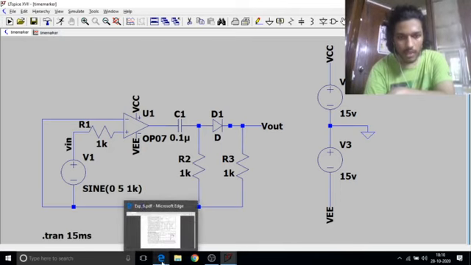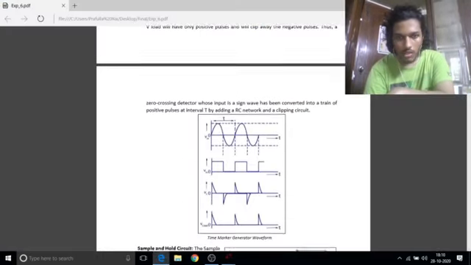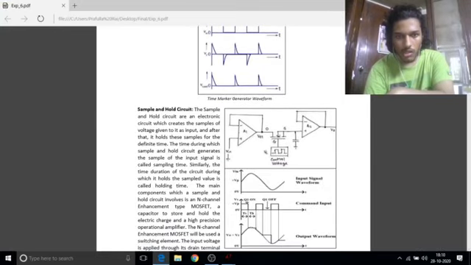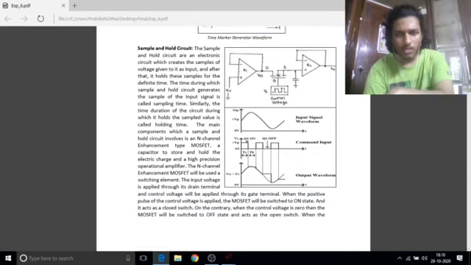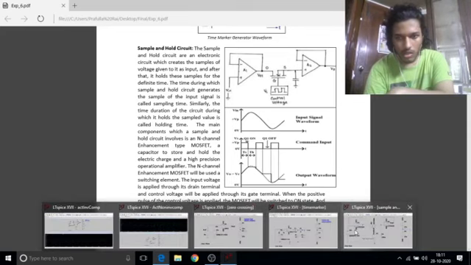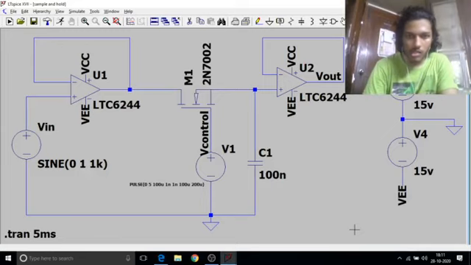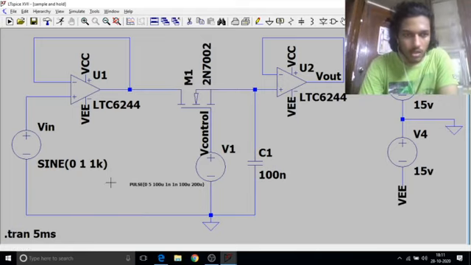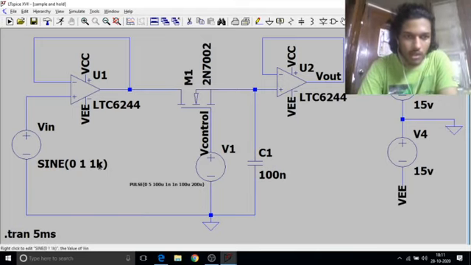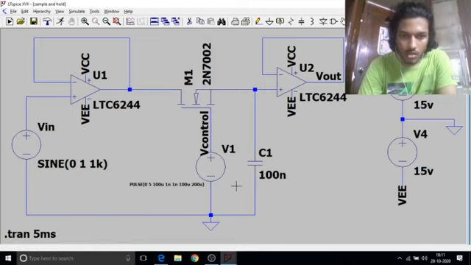We'll now see the final part of this experiment, which is the sample and hold circuit. Sample and hold circuits are basic electronic circuits which create samples of the inputs given to them. We will now see the circuit. This is a sample and hold circuit. The input I've taken as a 1k frequency, 1 volt, and the V control voltage is a pulse. We have taken these characteristics.